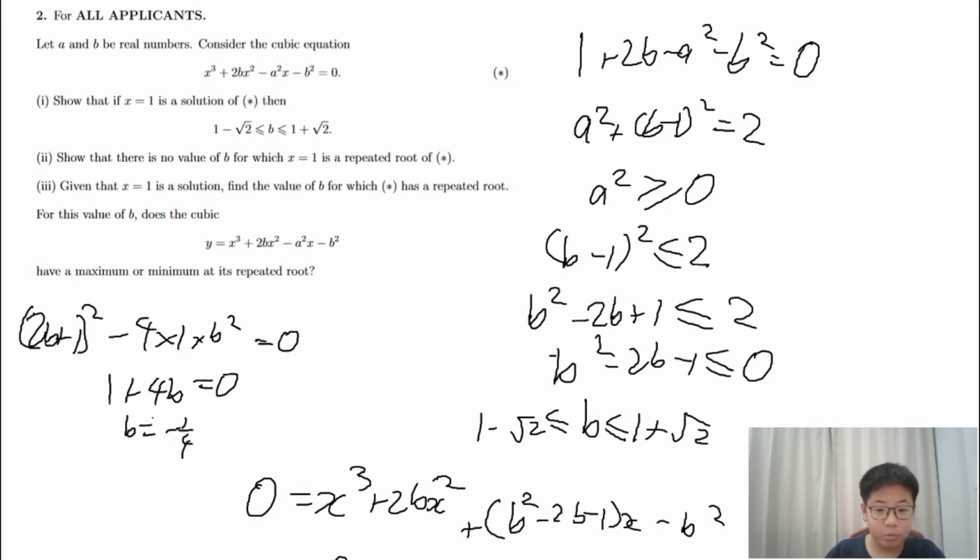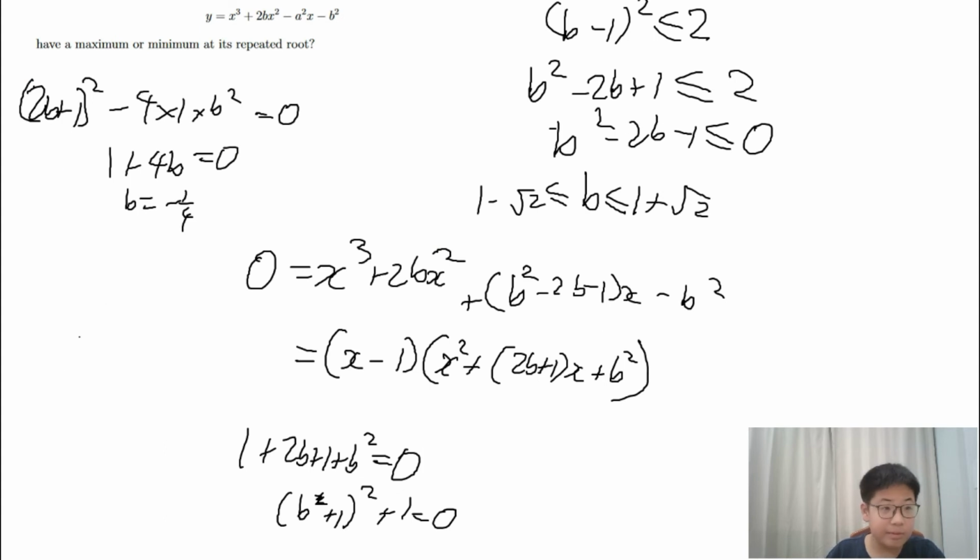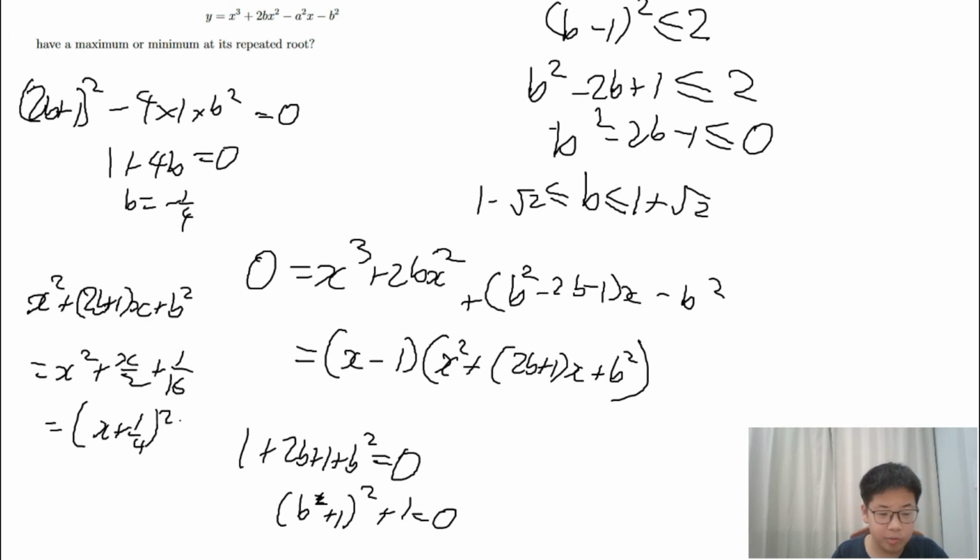When b is negative a quarter, we substitute: x squared plus (2b plus 1)x plus b squared equals x squared plus x over 2 plus 1 over 16, which is equal to (x plus a quarter) squared. So the repeated root is negative a quarter. That means there is a local maximum at the repeated root, as it is less than the single root. From our knowledge of the cubic shape, we can infer this. Obviously, if b is negative, then the converse will be true.